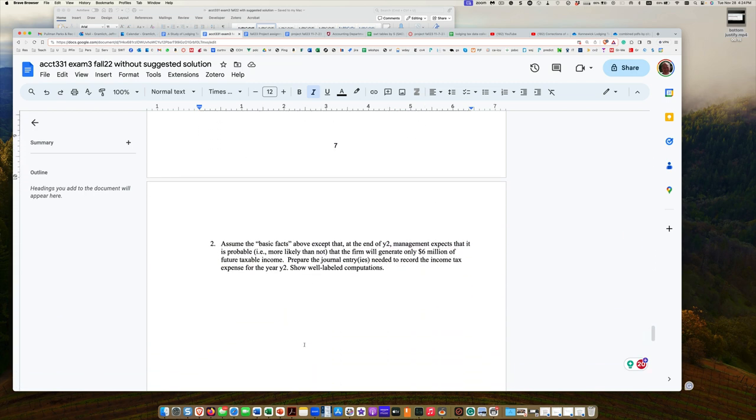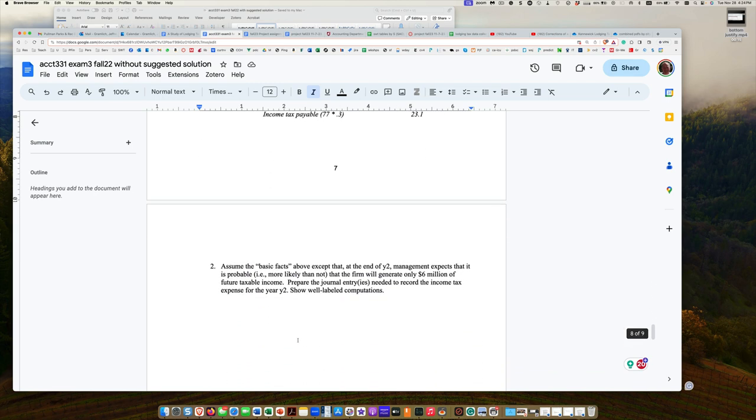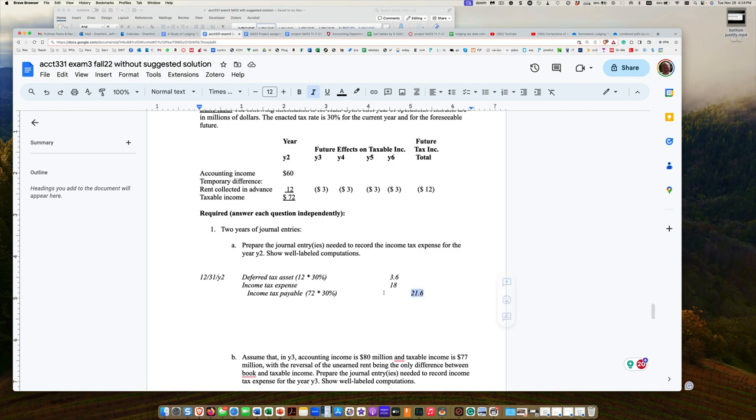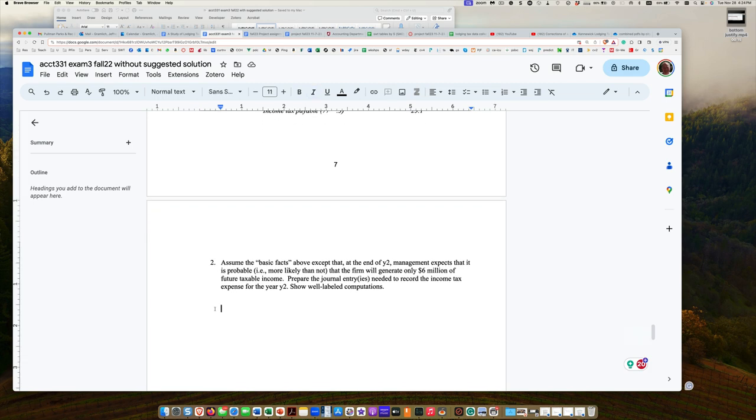So now in number two, it says, assume the same basic facts above, except at the end of year two, management expects that it is probable, more likely than not, that the firm will generate only $6 million of future taxable income. Prepare the journal entries needed to record the income tax expense for year two. So the only difference is that now we have this uncertainty about whether we're going to be able to use the deferred tax asset, so we need a valuation allowance. What I would recommend that you do is just take this journal entry that we recorded before and paste it down here.